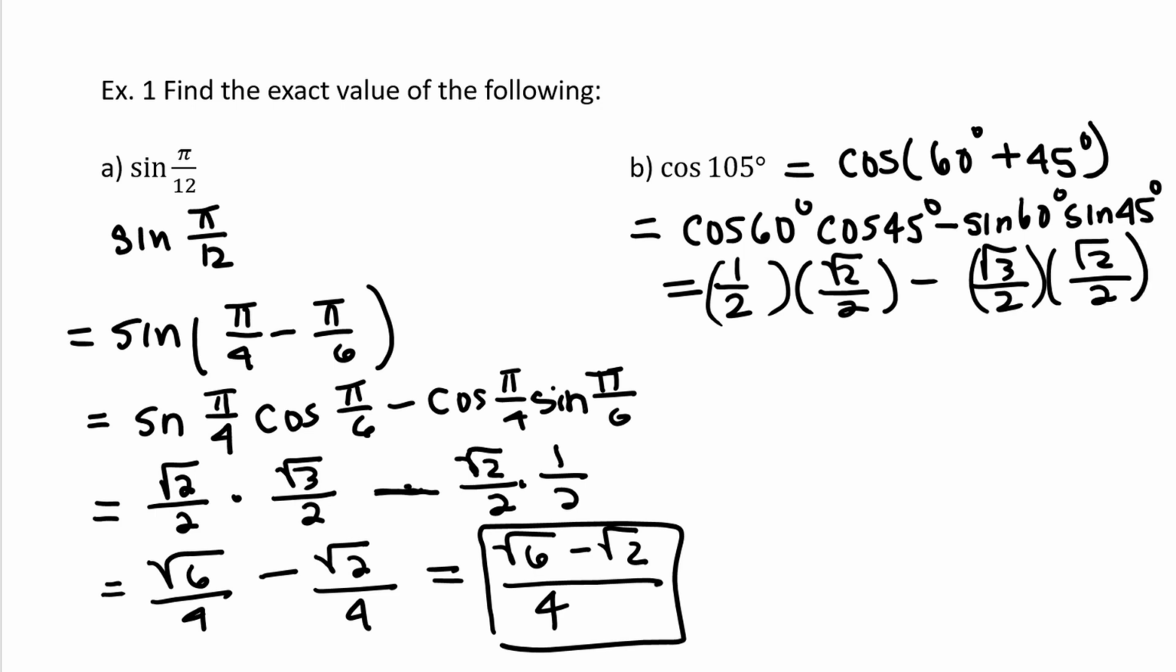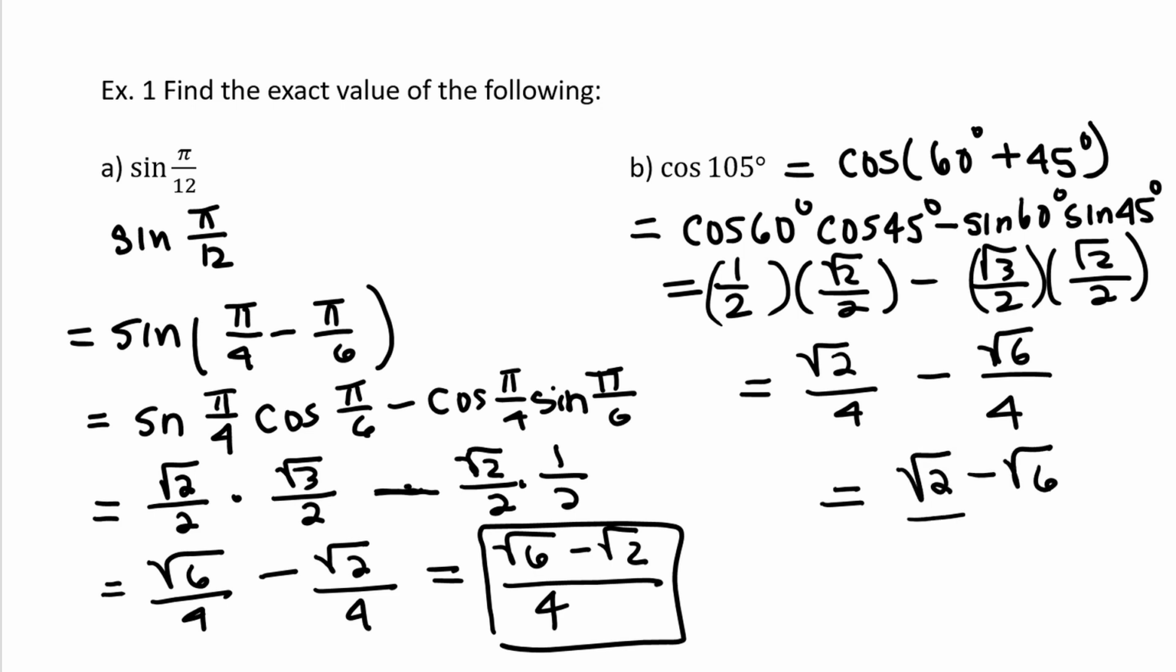So if we put that together, the first product will be the square root of 2 divided by 4. The second product is the square root of 3 times the square root of 2, which is the square root of 6, divided by 4. And putting it over one denominator, the exact value of the cosine of 105 degrees is the square root of 2 minus the square root of 6, all divided by 4.